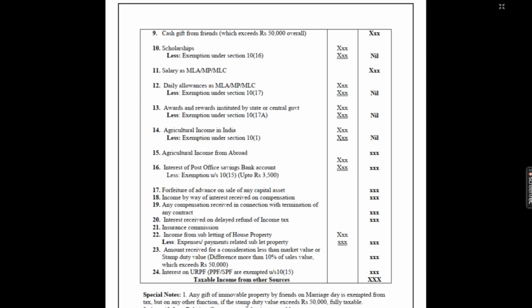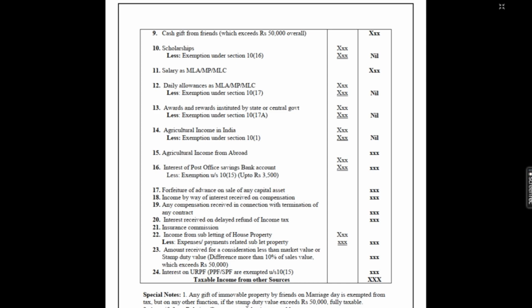Next is salary as MLA, MP or MLC, fully taxable only under income from other sources. Next is daily allowance of MLA, MP and MLC, fully exempted under section 10(17). Next, awards and rewards instituted by state or central government. Any award which is approved by the state or central government is fully exempted under section 10(17A). Agriculture income in India is also fully exempted under section 10(1). Agriculture income from abroad is fully taxable.